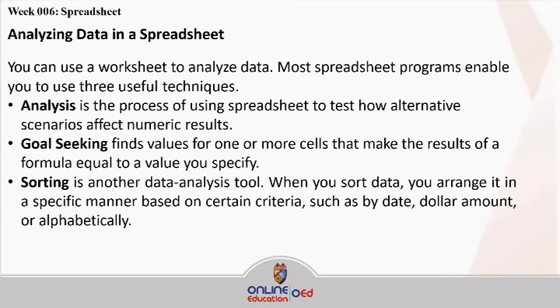Then sorting. Now, sorting is another data analysis tool. When you sort data, you arrange it in a specific manner based on certain criteria such as by date, by dollar amount, or alphabetically. So you can also do that through Excel. So for example, gusto mong isort yung records according to age. So that is still possible. Or according to last name. So the last name should be alphabetically from A to Z. So you can do that in spreadsheet or Excel. That is one way or another way of analyzing data, that is sorting.